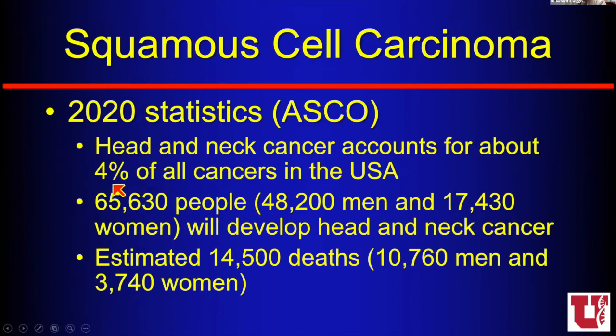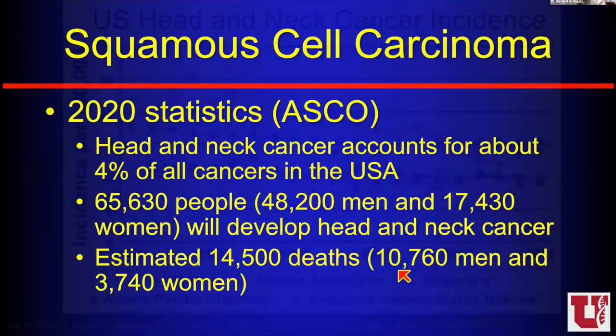So some of our latest statistics, somewhere around 4% of all cancers in the US are head and neck cancers. We expect somewhere around 65,000 new cases a year. And interestingly, it's about twice as many men as it is women. And it's estimated somewhere between 14,000 and 15,000 deaths will happen in 2020 due to head and neck cancer. And again, you see those statistics are not very good for men. 3 times as many head and neck cancer deaths happen in men than happen in women.